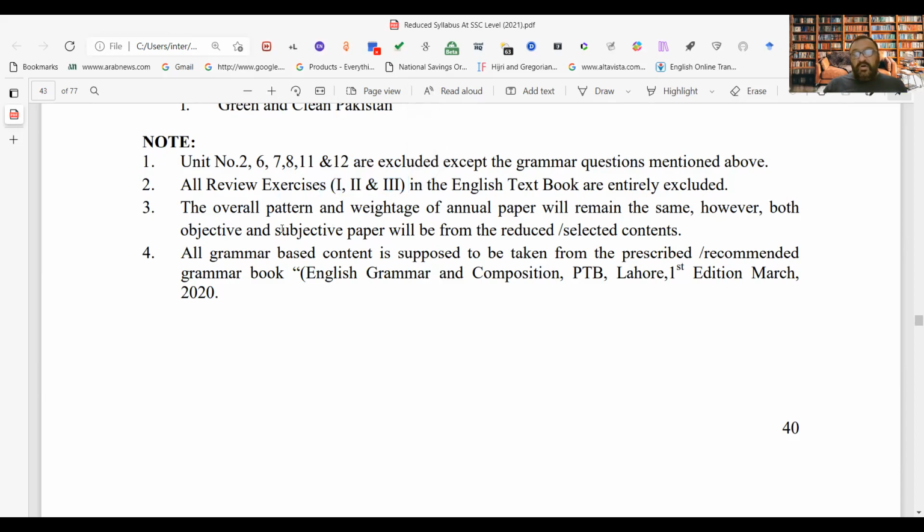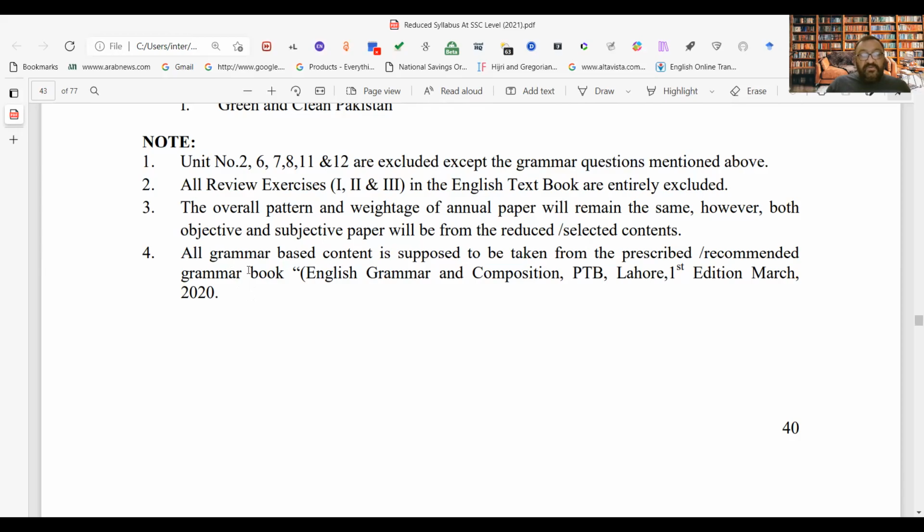The overall pattern and weightage of the annual paper will remain the same. However, both the objective and subjective papers will be from the reduced or selected contents. So what is the reduced syllabus? Objective and subjective questions will be from there, not from the whole book. For example, units 2, 6, 7, 8, 11, 12 will not be there. All review exercises 1, 2, and 3 will not be there because they are deleted.